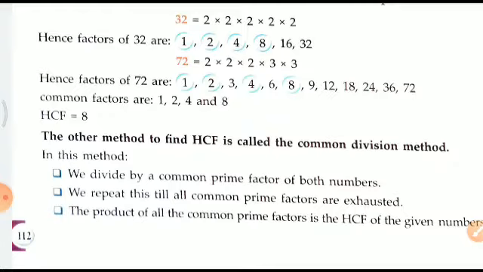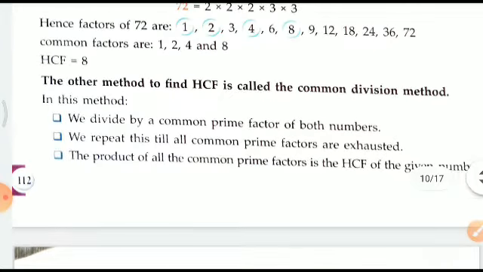Now the other method to find HCF is called the common division method. That is, we divide by a common prime factor of both the numbers. We repeat this until all common prime factors are exhausted. The product of the common prime factors is the HCF.